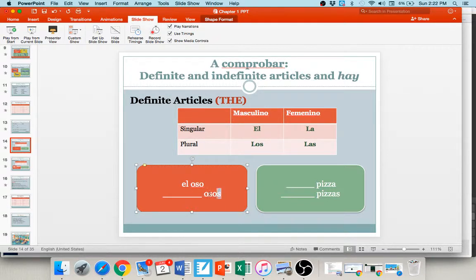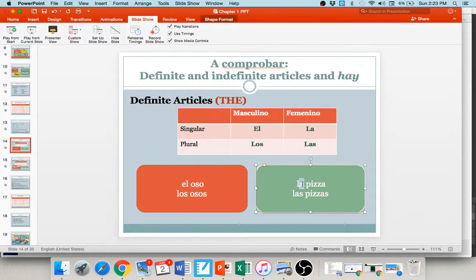But in this case, there are multiple osos. I know that it's plural because, again, it has an S, just like in English. So one bear, el oso. Multiple bears should be los osos, because, again, masculine and plural. But over here with pizza, it ends in an A. How many pizzas are there? Only one. So it's feminine, it ends in an A. It's singular. For feminine singular, I should use la. When I want to make la pizza plural, I need to say las pizzas.